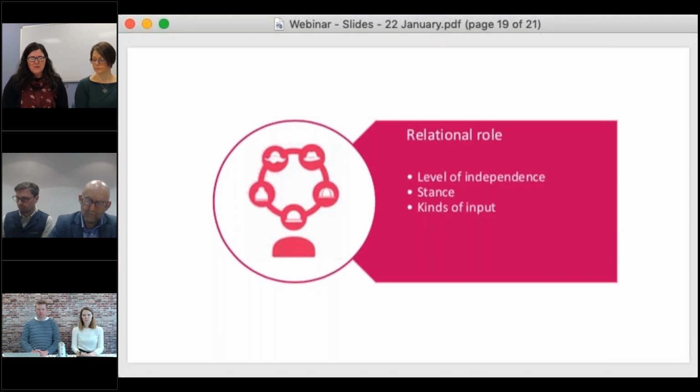And the final area that we've looked at with relational role has to do with the kinds of input that the researcher is expected to bring. And the question here is, are they bringing a fresh pair of eyes to the organization or another pair of arms? Some examples that we found include providing specialist information, expert advice, being a creative muse, perhaps, to those within the organization, but others are very much engaged in conducting the work of the service organization.